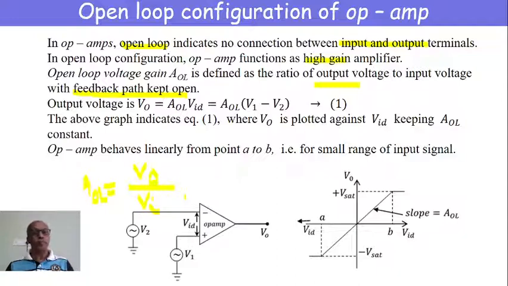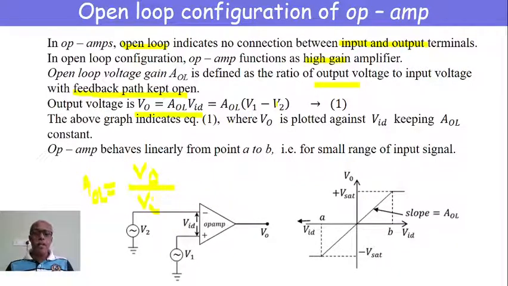Now, the output voltage VO is equal to AOL into VI or VID. That will be equal to AOL into V1 minus V2. This difference is VID, this is VO. The difference of the voltages across these two terminals, that is inverting and non-inverting, or pins 2 and 3, gives VID. Therefore, VID is V1 minus V2.